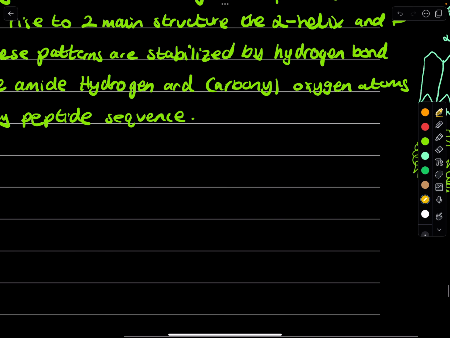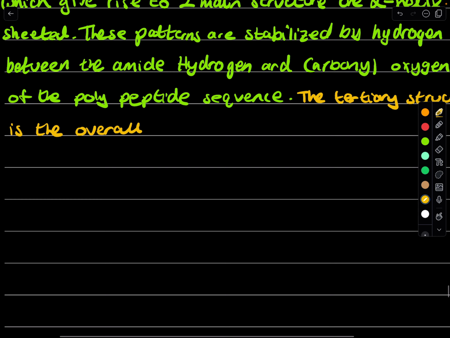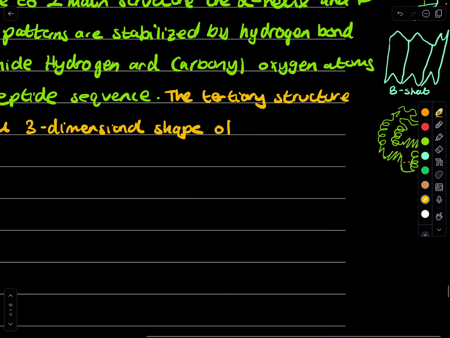So the tertiary structure is the overall... And remember, if you think about it, the tertiary structure is basically what creates the active site of an enzyme. It's a three-dimensional shape. So you want to say three-dimensional shape of a protein.